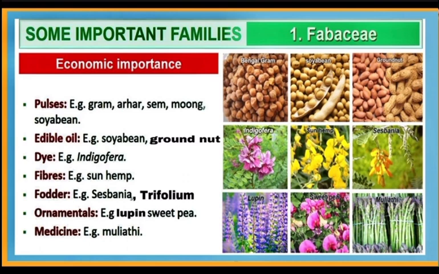Now see the economically important plants of the Fabaceae family. They are gram, arhar, sem, moong, soyabean. They are pulses. We get edible oil from soyabean and groundnut. Indigofera provides dye. Fibers are obtained from sun hemp. Sesbania and trifolium are used as fodder. Lupin and sweet pea are ornamental plants. Mulethi is a medicinal plant of the family Fabaceae.